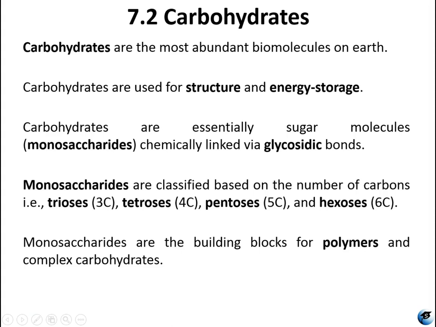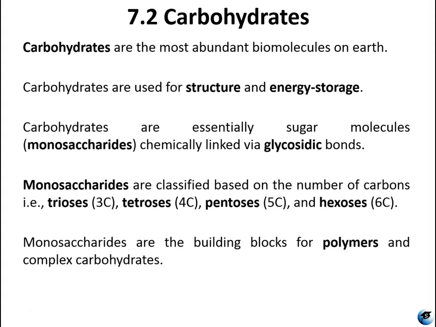Carbohydrates are the most abundant biomolecules on Earth. Carbs are used not only for energy, which we already know, but for structural purposes in cells. Carbohydrates are essentially sugar molecules that are linked together. So a sugar molecule is called a monosaccharide.